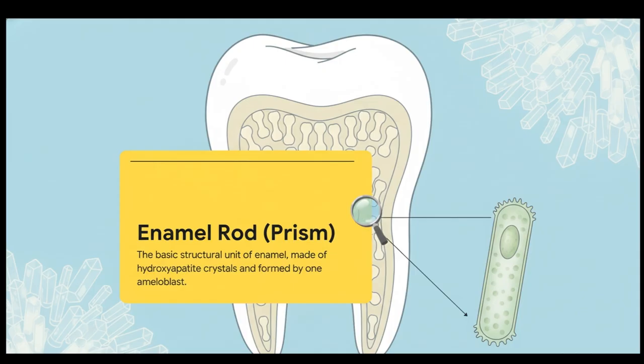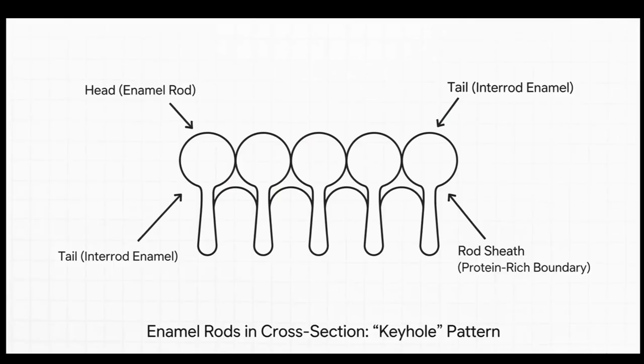But here's the wild part. Every single one of these rods is made by one single cell, an ameloblast. Incredible, right? Now, if you were to slice through these rods and look at them head-on, you'd see this really cool keyhole pattern. See it here?